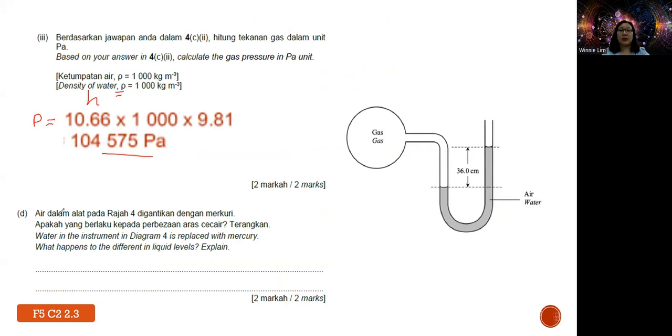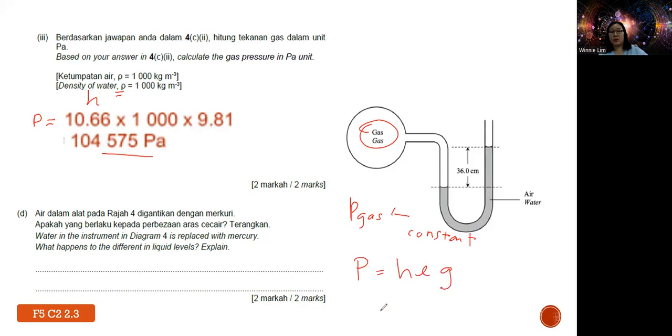D, water in the instrument in diagram 4 is replaced with mercury. What happened to the difference in the liquid level? Explain. Okay, so basically, the gas here, the pressure won't change, right? So hence, the gas pressure generally will be constant. So based on the formula P equals H rho G.